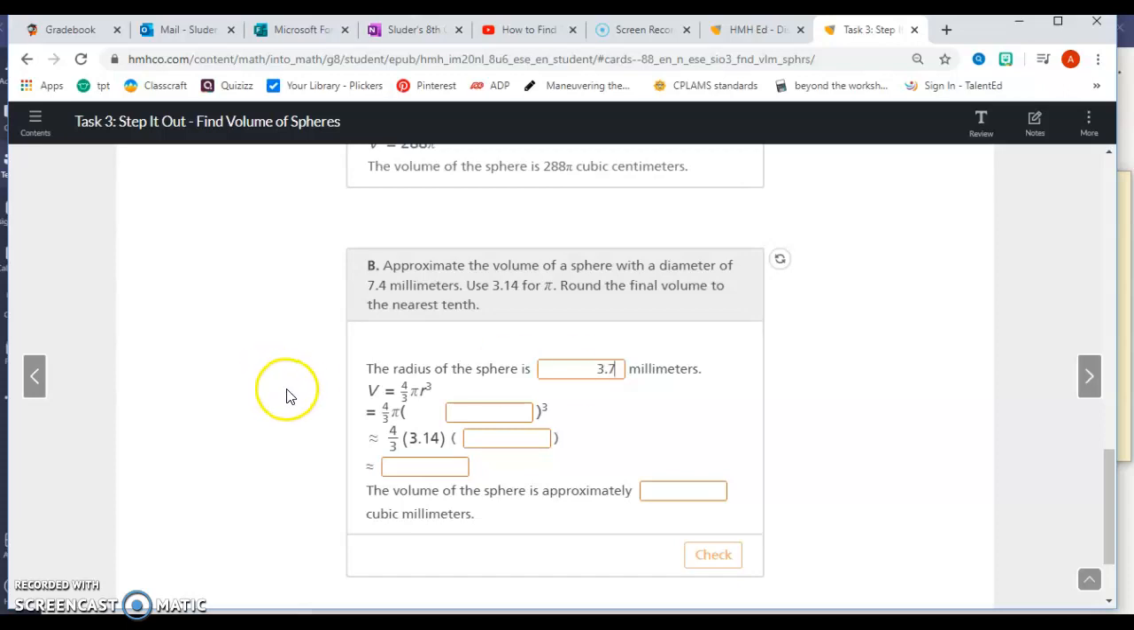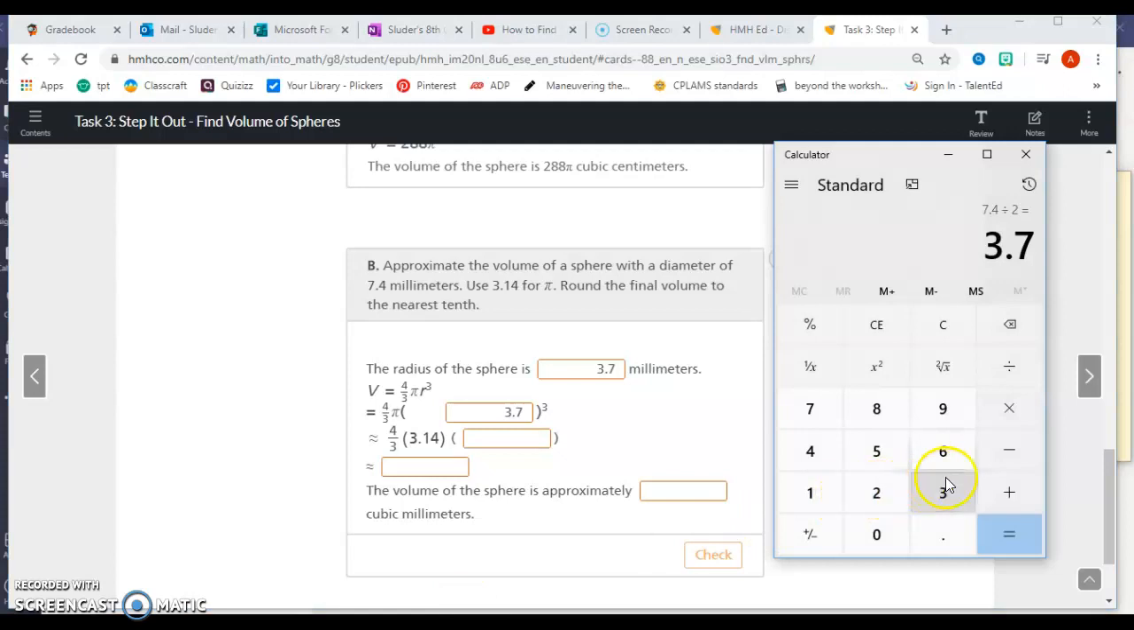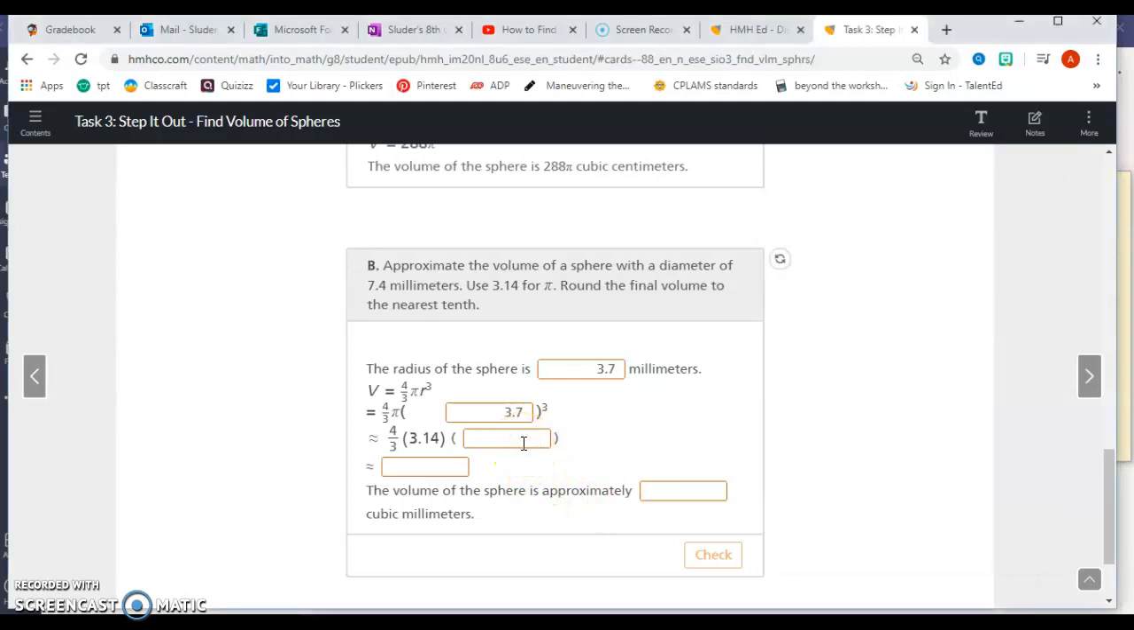Using my formula, volume equals 4/3 pi radius cubed. I have 3.7 as my radius, so I can plug that value in for R. Next, I want to find what 3.7 cubed is. So we have 3.7 times 3.7 times 3.7 equals 50.653.